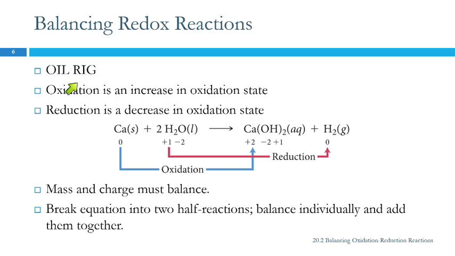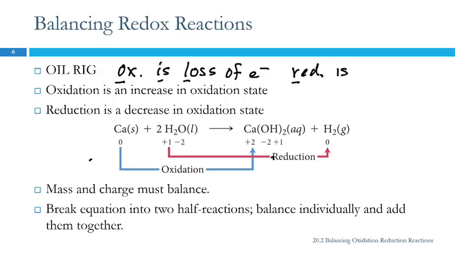And one way to remember which is OIL RIG. So OIL: O, oxidation, is loss of electrons. Oops. RIG: reduction is gain. OIL RIG. One way to keep it straight.